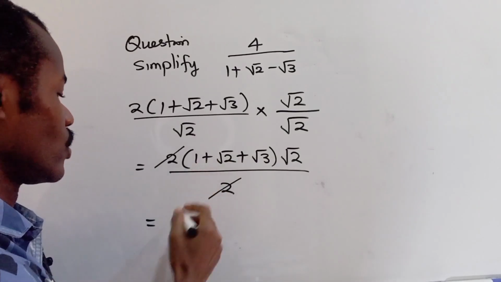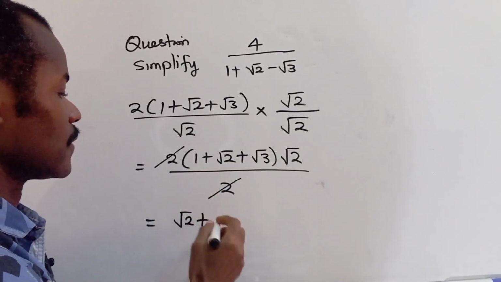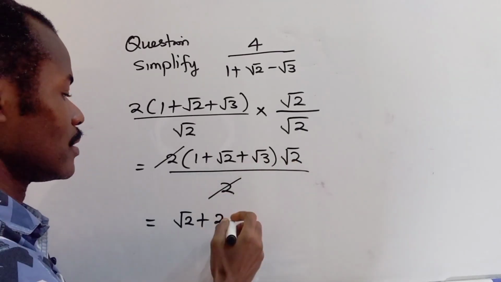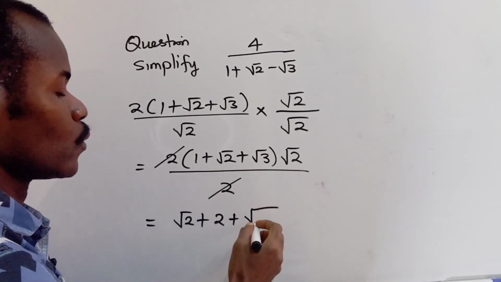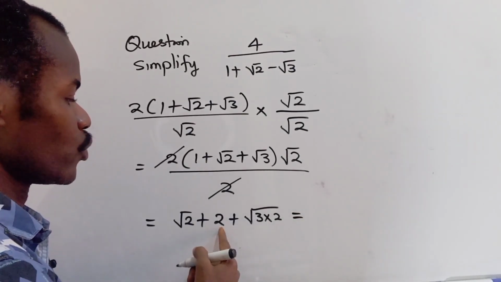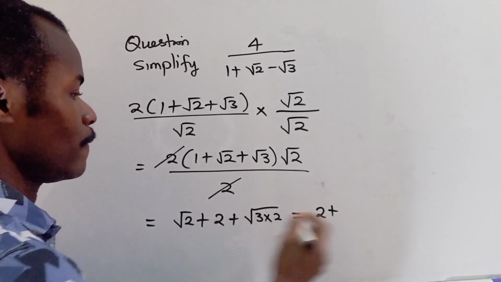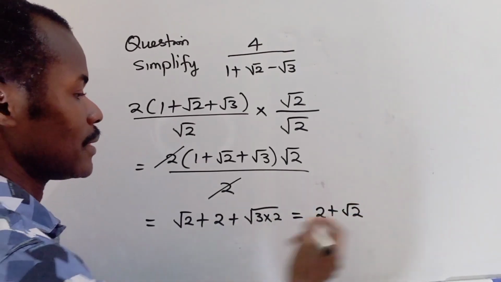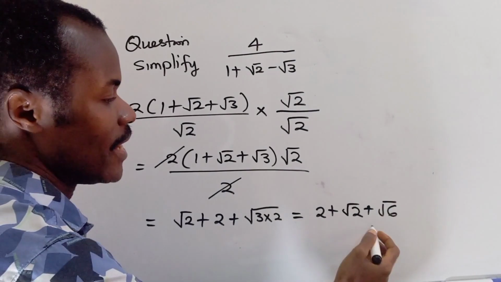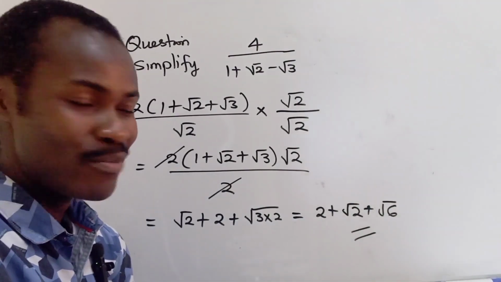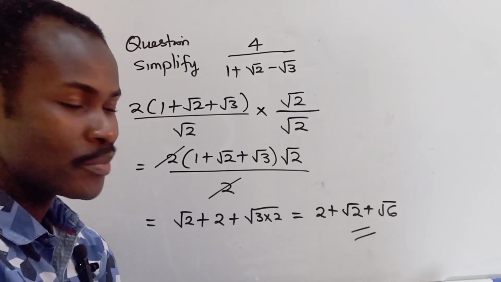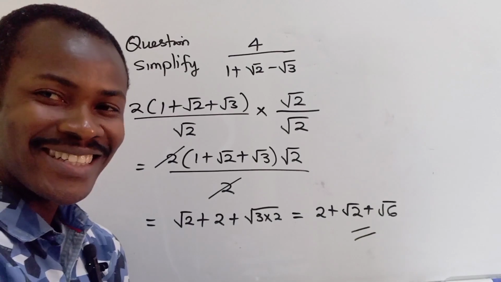So 1 multiplied by root 2 gives root 2, root 2 multiplied by root 2 gives 2, and root 3 times root 2 gives root 6. So this is finally going to give us 2 plus root 2 plus root 6. I think with this we have our solution to this simple problem, since we cannot factor out or simplify this further. Alright, so this gives us the answer to this problem.